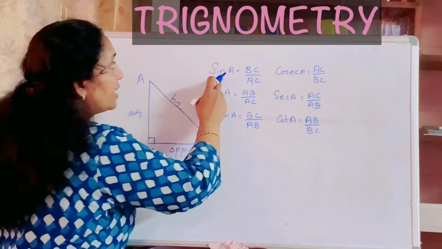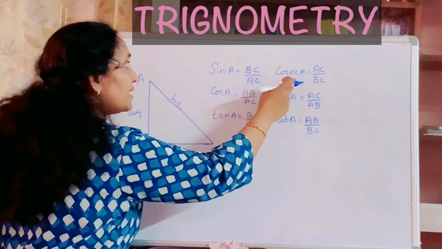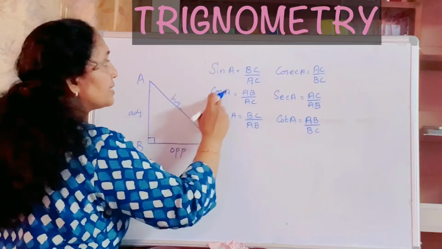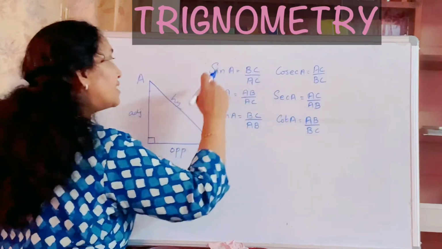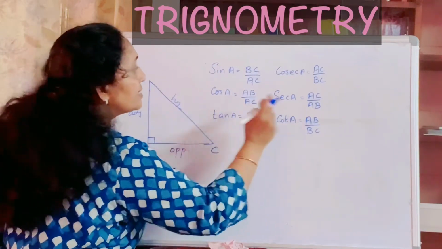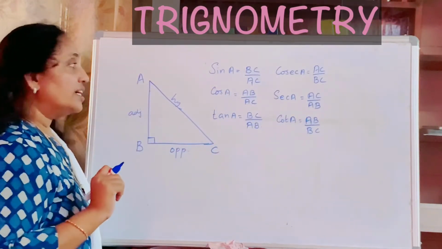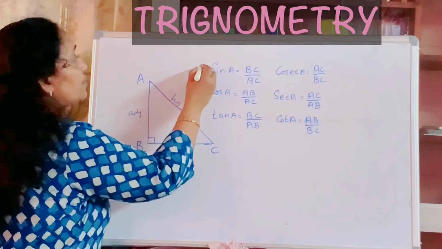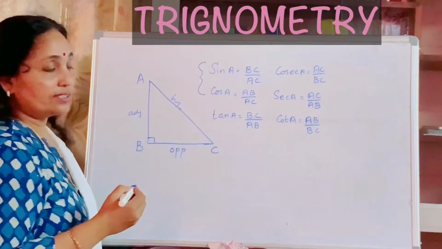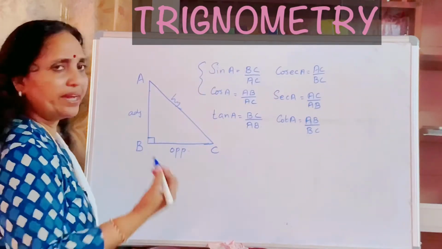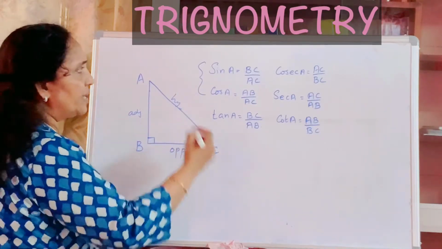We know that sine is the reciprocal of cosec, or cosec is the reciprocal of sine. Cos is the reciprocal of sec. Sec is the reciprocal of cos. Tan is the reciprocal of cot, or cot is the reciprocal of tan. Now let us take these two ratios, sine and cos. Then what will be sine A by cos A?